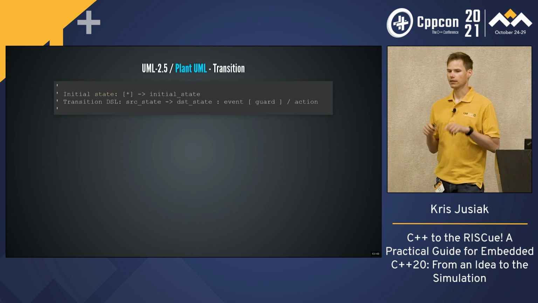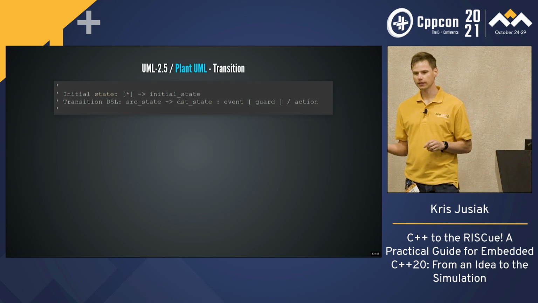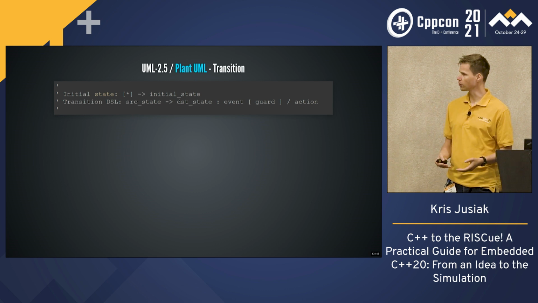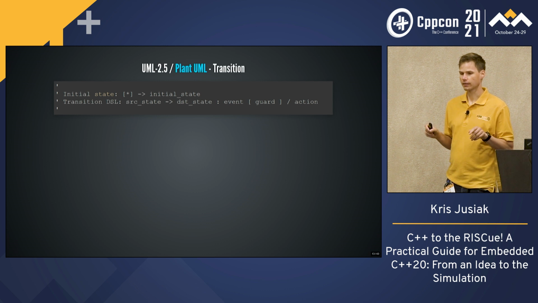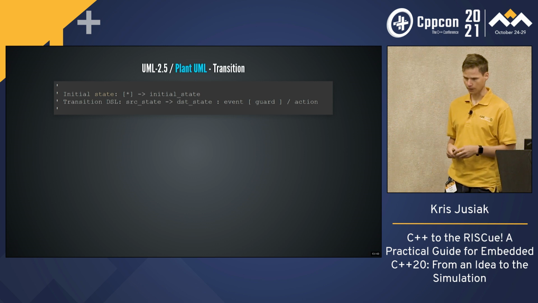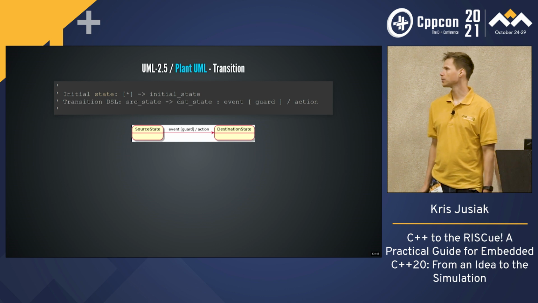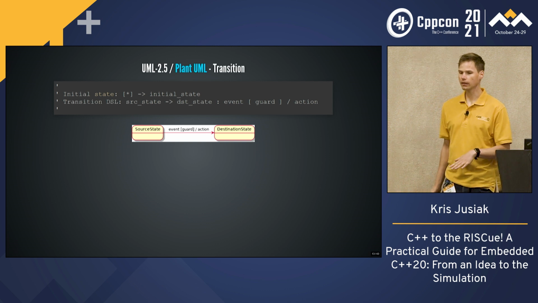The initial state is in the square brackets with a star, followed by the arrow to the initial state. And the transition itself comes from the source state to the destination state on a specific event if the guard in the square brackets is satisfied. And if that's true, we follow the action. And after the action, we change the state to the destination state. So that's the way we write the code, basically. And that's what will be generated out of it. So we use PlantUML, we write this text, and this text will generate this picture.